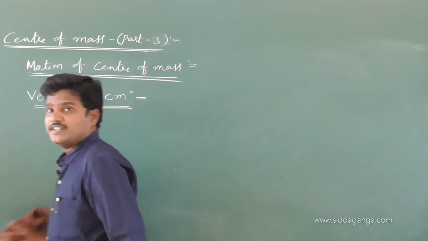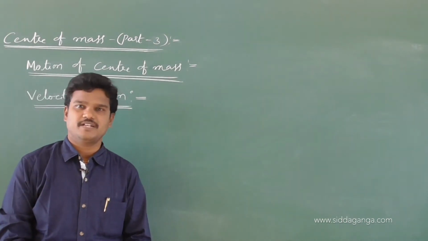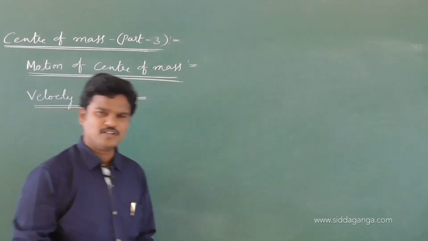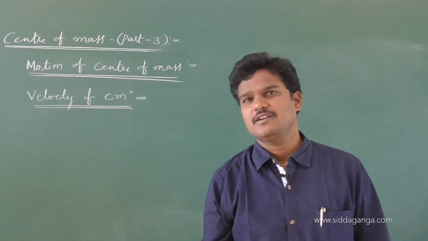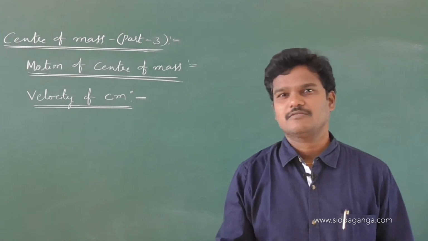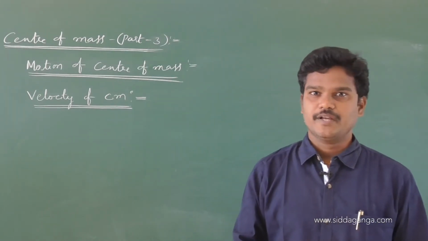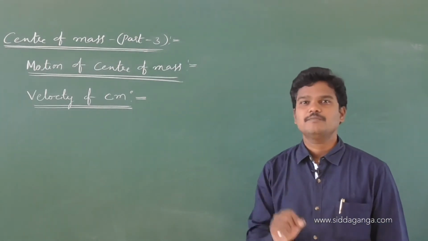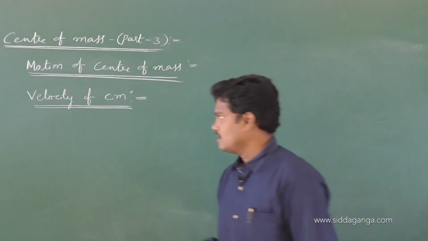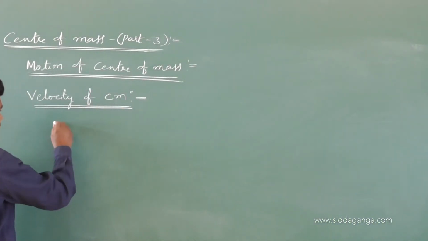To find the velocity, anyhow we know the position of center of mass for an n particle system. So far I used n particles, whose masses are m1, m2, m3, and whose position vectors are r1 bar, r2 bar, r3 bar, so on, rn bar. So I am calculating all these things for an n particle system. Now, velocity of center of mass.